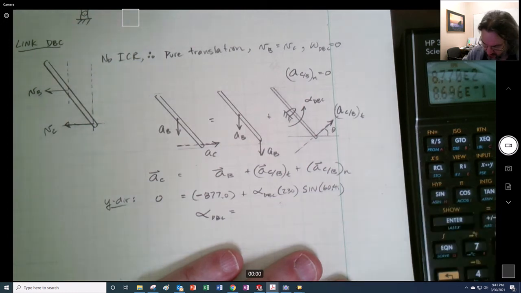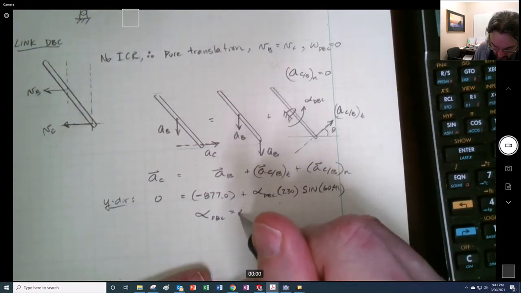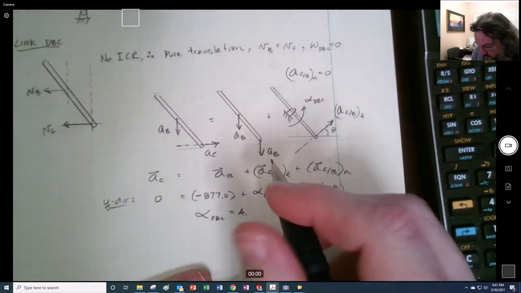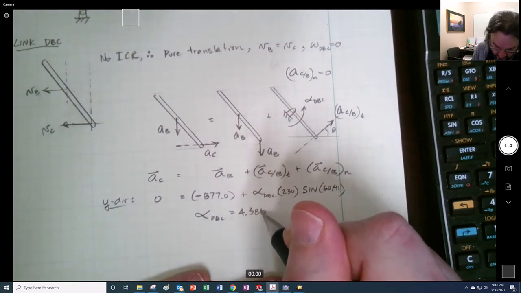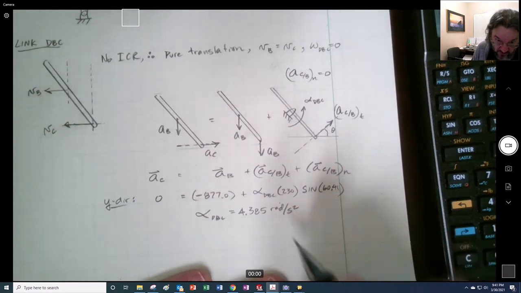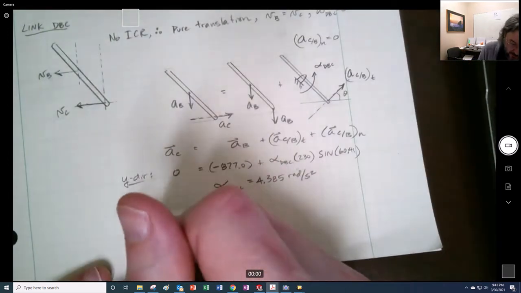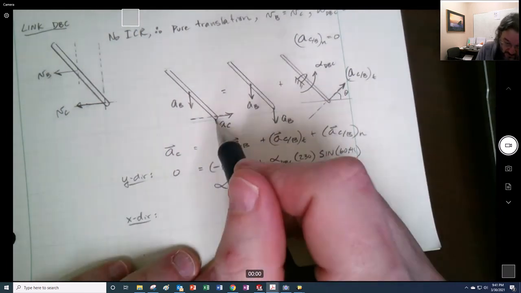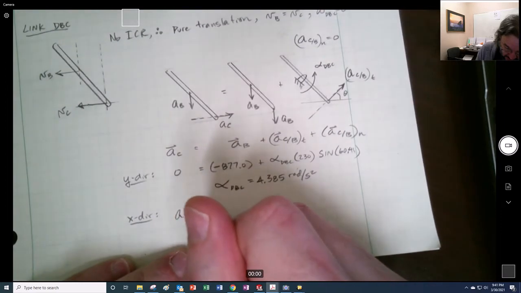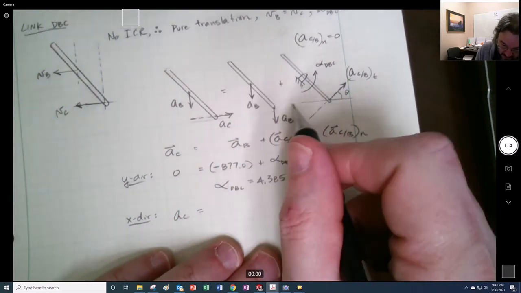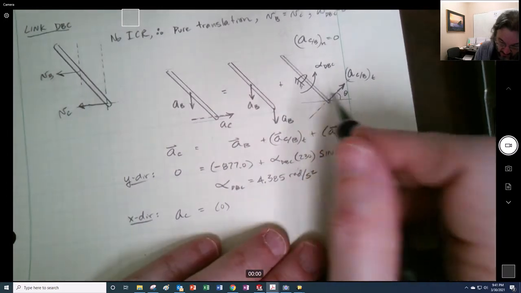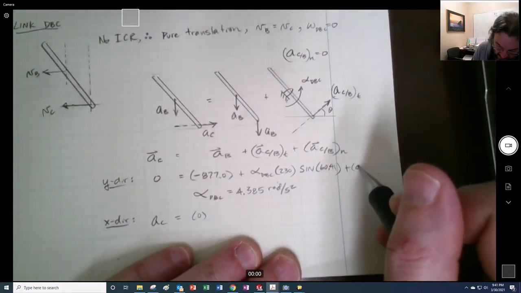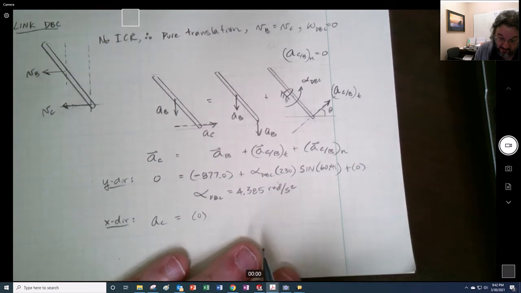Okay, I take the sine of that, and it's already in the Q, so I could just divide by 230, and we have 4.385 radians per second squared. And then in the x direction, we have the entirety of AC. We have nothing going on right here. I'll even put a 0 in there. And I probably even should have put a 0 right in here too, just to represent this guy.